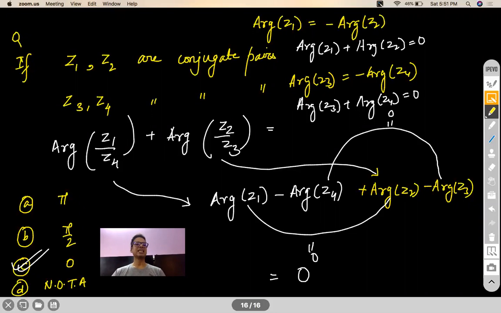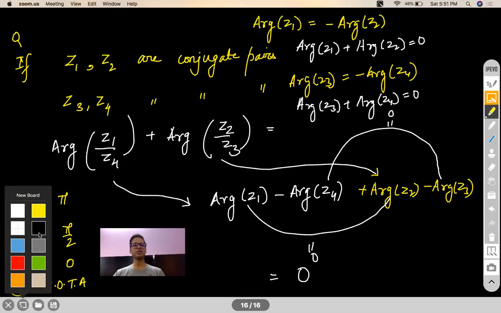Okay. Now let's talk about another operation, which is finding the nth power of a complex number. Okay. So the next operation that we are trying to look at is finding the nth power of complex numbers.